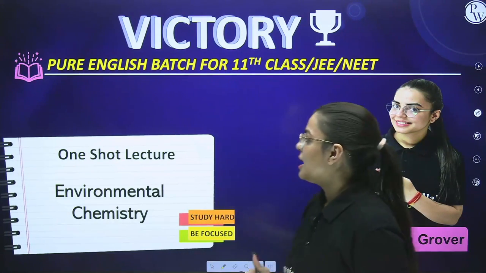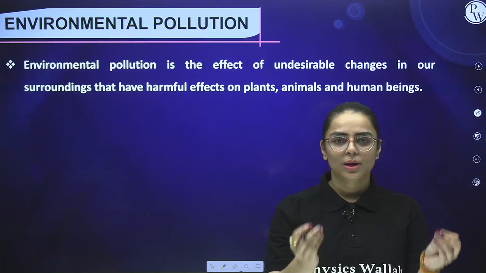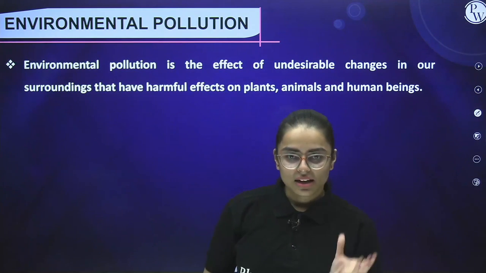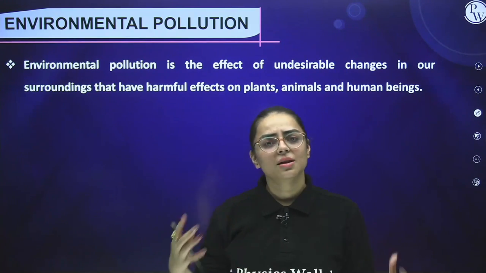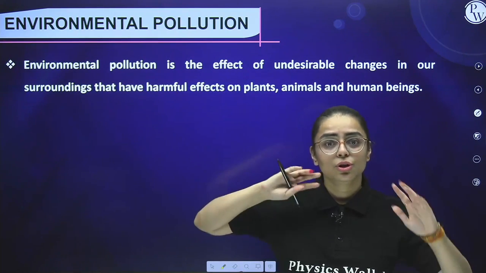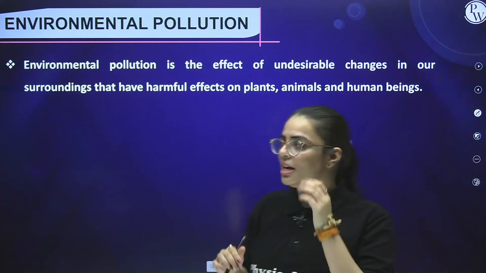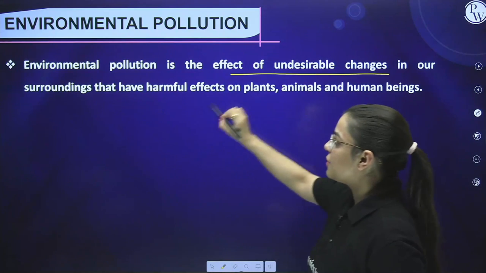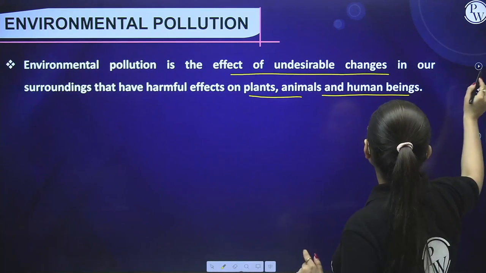So this will be the best way to deal with this chapter. First of all, students, what do you mean by environmental pollution? I think there is no need to define environmental pollution because you all know it very easily. Any undesirable change occurring in our environment that causes a harmful effect on plants, animals, and all human beings, that is basically environmental pollution. If I define it, it is the effect of undesirable changes in our surroundings that have harmful effects on plants, animals, and human beings. This is environmental pollution.